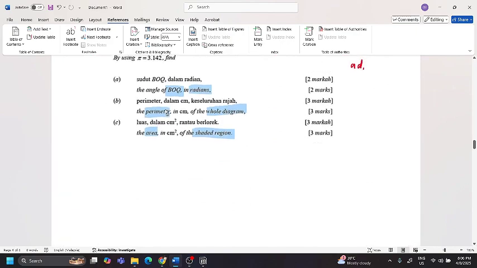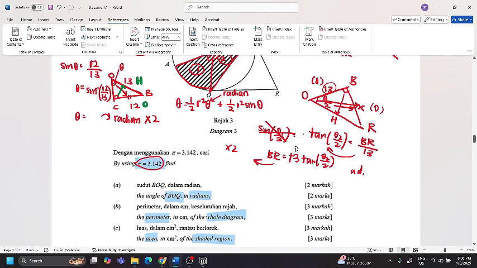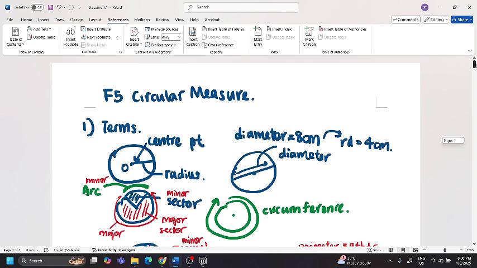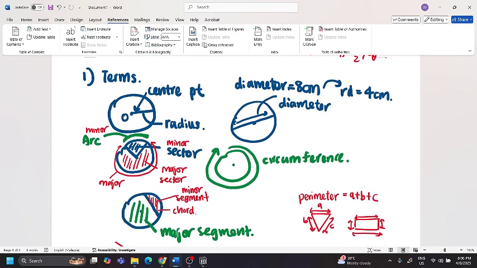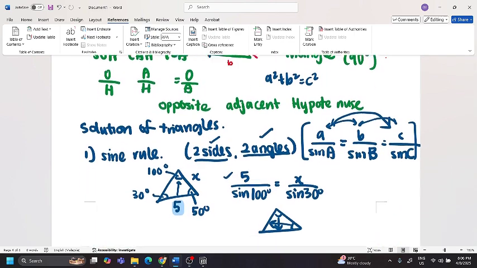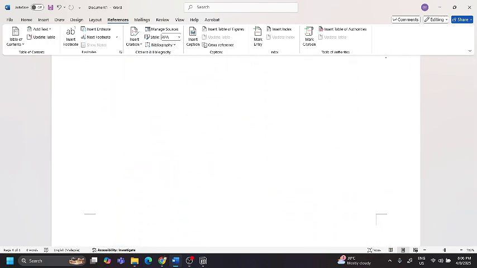So this one is just for you to know how to apply the formulas that you learned in circular measure. For circular measure, this chapter only has two new formulas: s equals r theta and area equals 1 over 2 r squared theta. But the application is a lot. You need to apply the other formulas that you learned before. It's quite a long explanation about circular measure, but I only explained one trial question and briefly talked about this.